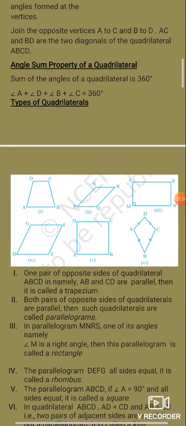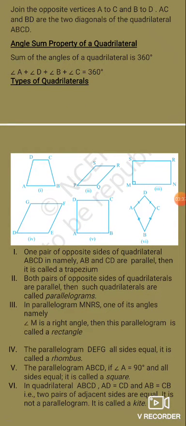Now the next figure, a parallelogram DEFG, all sides are equal. Then it is called what? A rhombus. So in a parallelogram DEFG, if all sides are equal, then it is called a rhombus. Now the next one, a parallelogram ABCD. If angle A is equal to 90 degrees and all the sides are equal, it is called what? A square.